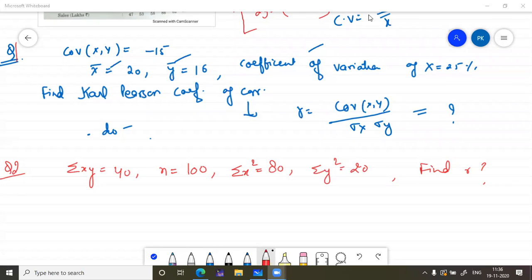So next class में हम rank correlation continue करेंगे. Okay.